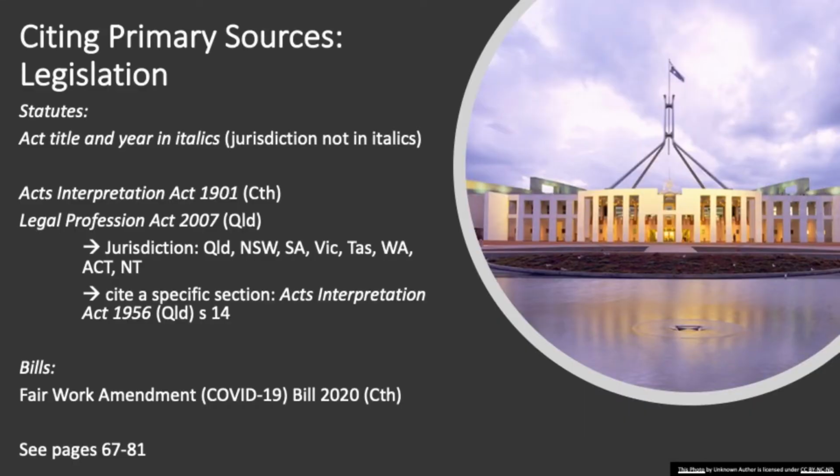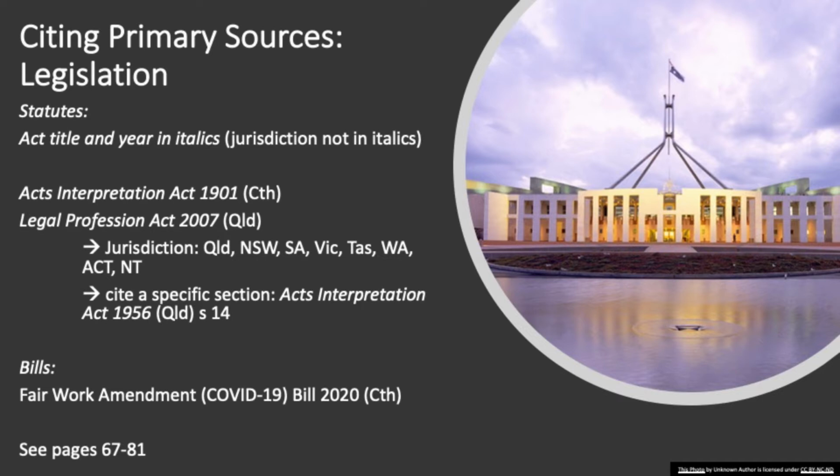The first thing that we're going to look at is primary sources of law, which are, of course, legislation and cases, and we'll deal with legislation first. Now, you'll remember that the synonyms for legislation are statutes or acts of parliament, and often acts of parliament are shortened right down to the word acts.